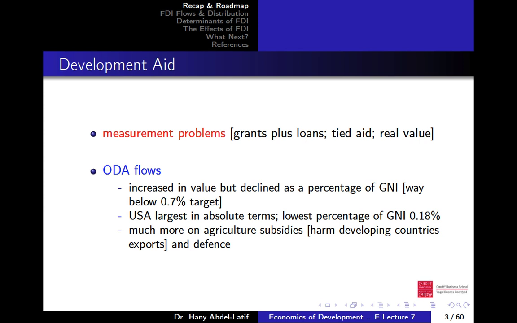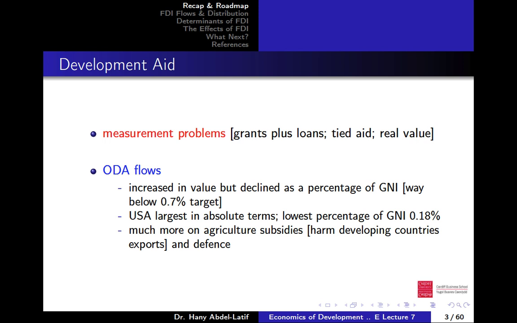And we saw that in general, in terms of the absolute value, it seems to be increasing over time. However, when we look at this as a percentage of the gross national income of donor countries, we see that it is in fact declining. So it is going down. And we showed that we are way below the UN target of 0.7% of GNI of donor countries. So most countries are below this threshold.